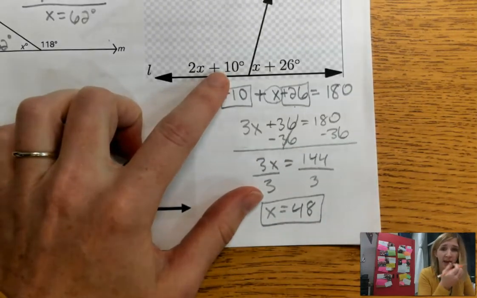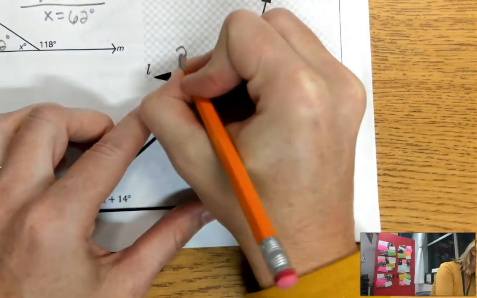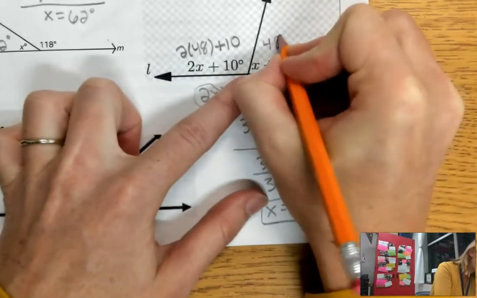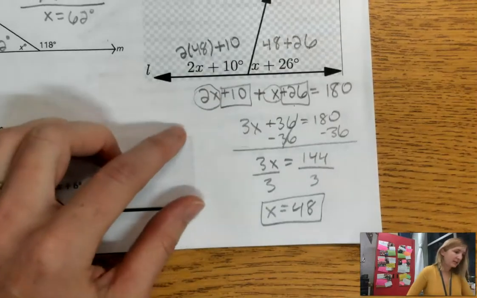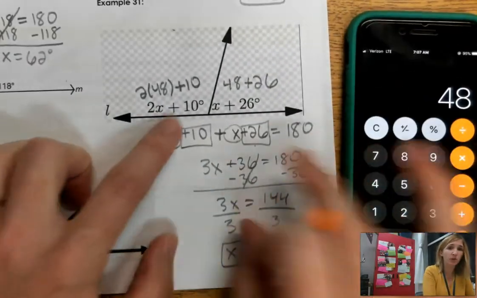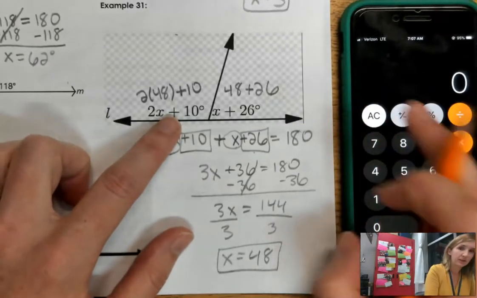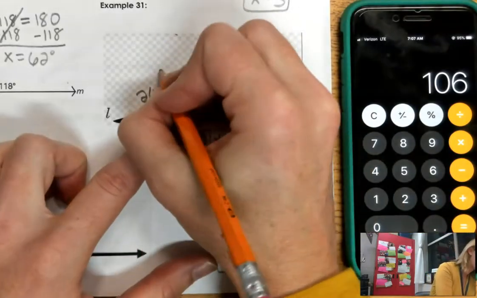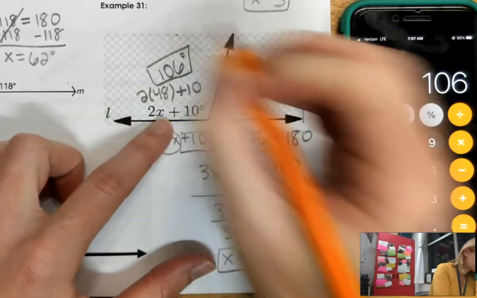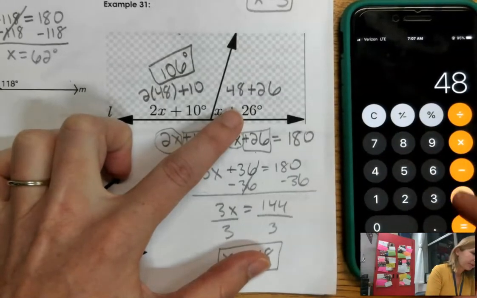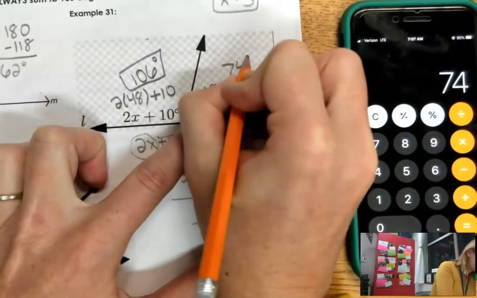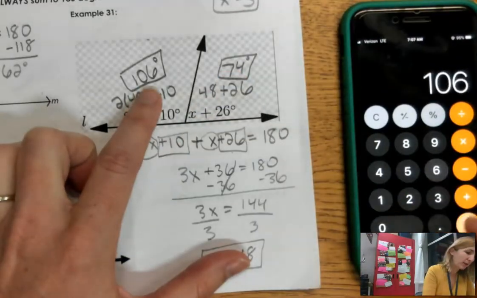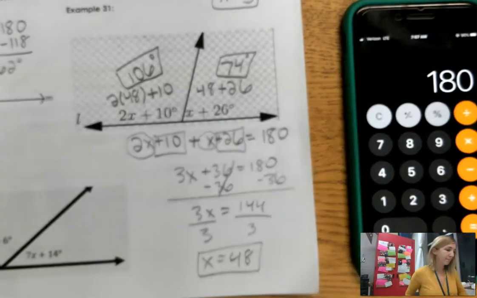Now remember, 48 is not the angle measurement. I would need to plug it back into the equation. So wherever there's an x, I'm going to put 48. All right, and I should get different angle measurements this time because they're not congruent. They sum to 180. So 2 times 48 plus 10 gives me 106. 48 plus 26 gives me 74. So when I add these two together, 74 plus 106, I should get 180 because they're supplementary.